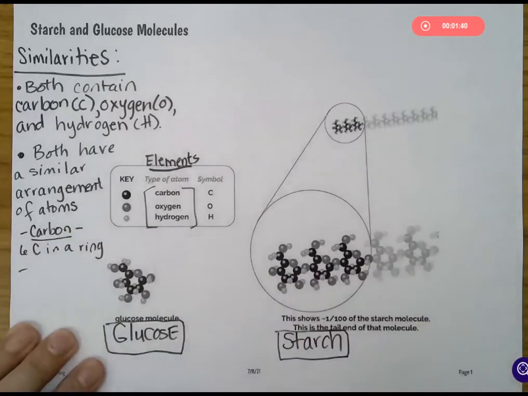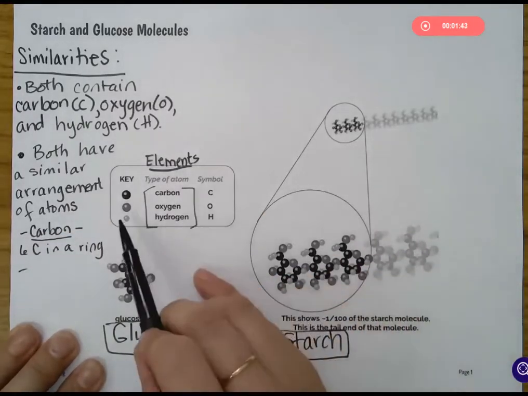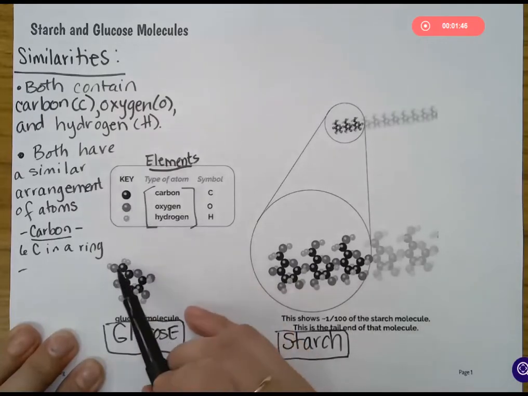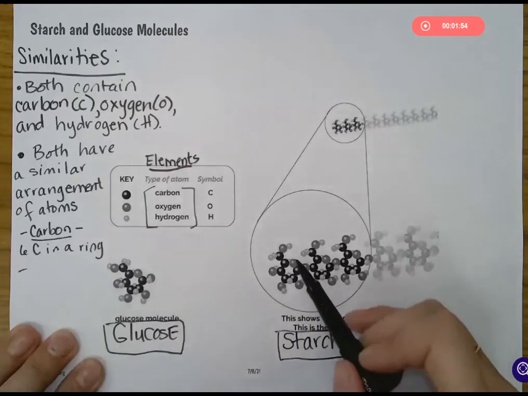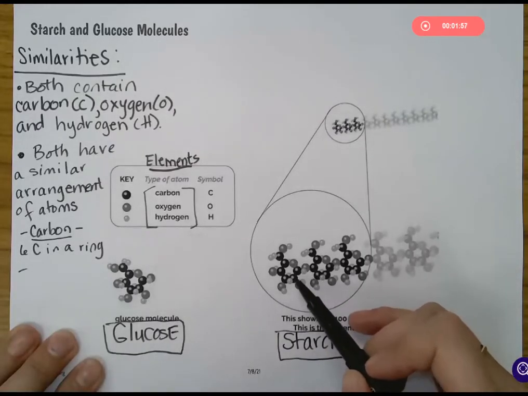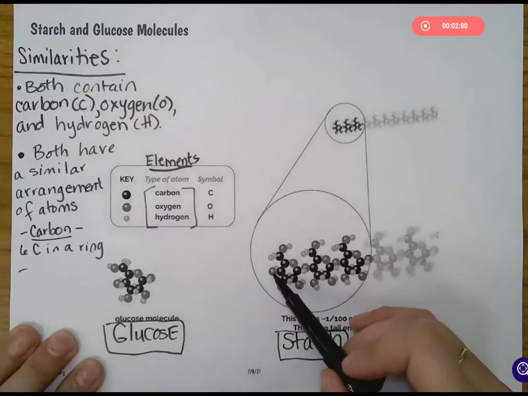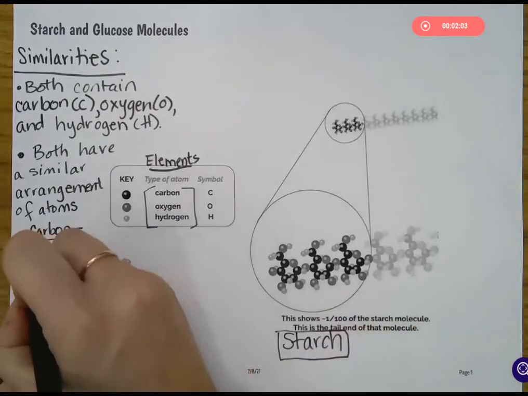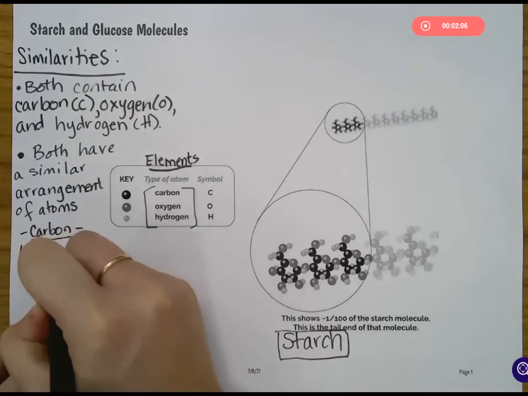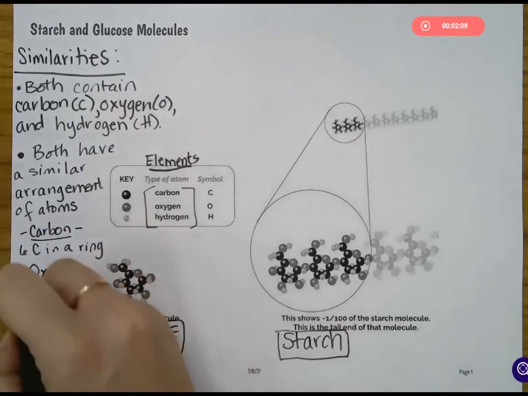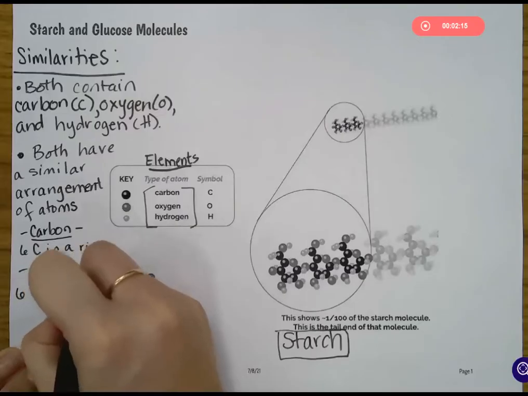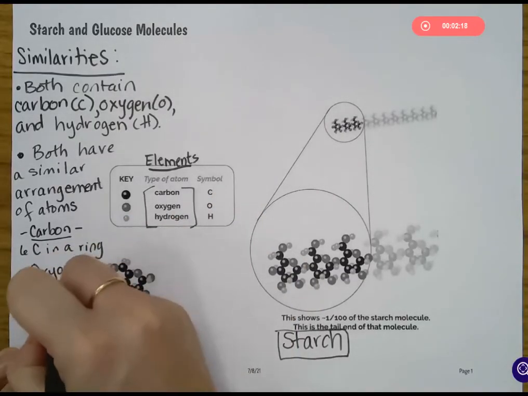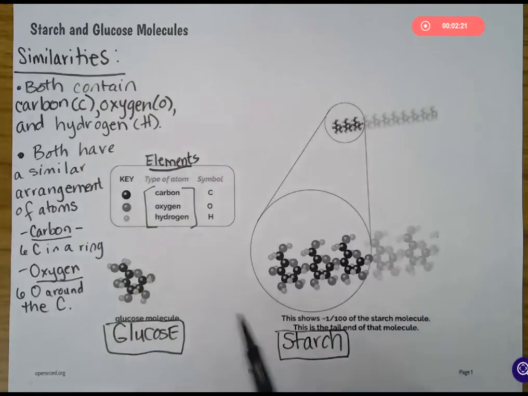Let's see if there's another example. We could look at oxygens. So this is my oxygen. Carbon, oxygen, carbon, oxygen, carbon, oxygen, carbon, oxygen, carbon, oxygen, carbon, oxygen. Let's look over here. Carbon, oxygen, carbon, oxygen, and so on, the same pattern. I have 6O around the carbon. So I have that same pattern in both.